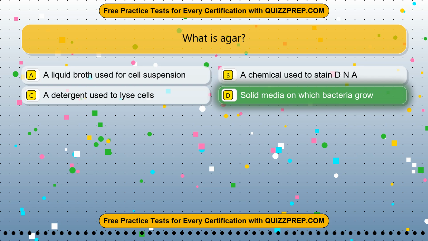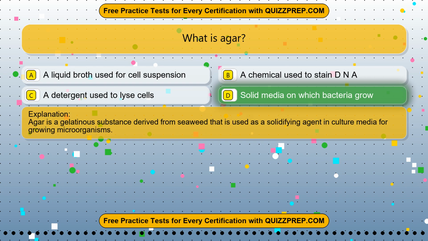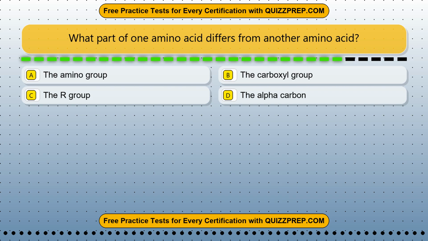The correct answer is option D. Solid media on which bacteria grow. Agar is a gelatinous substance derived from seaweed that is used as a solidifying agent in culture media for growing microorganisms. Question 6. What part of one amino acid differs from another amino acid?